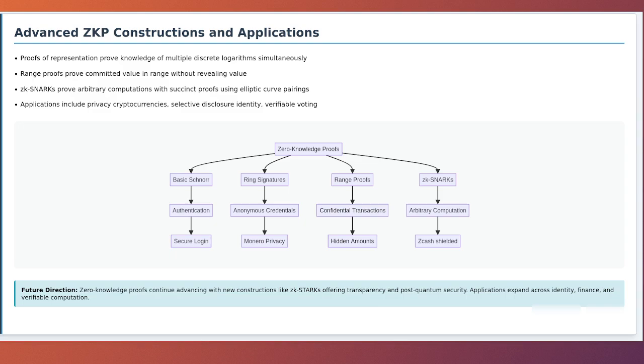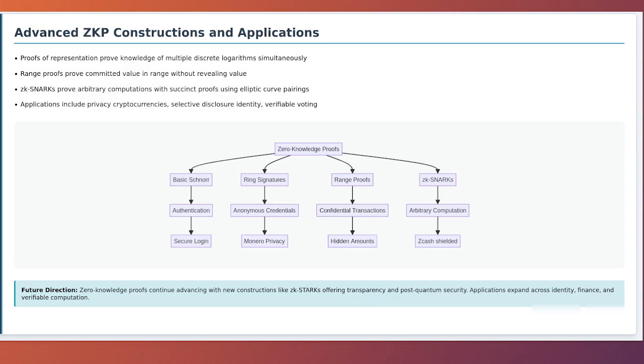The Pedersen commitment scheme works this way. To commit to value v with randomness r, compute c equals v times G plus r times H, where H is another base point. You can later prove statements about v without revealing v or r.